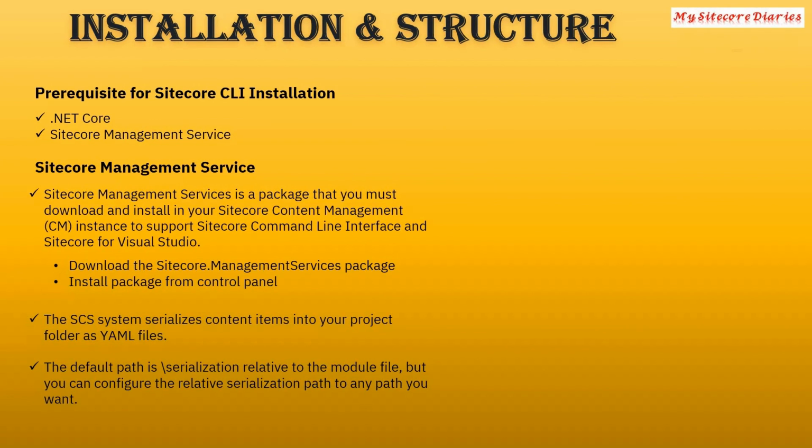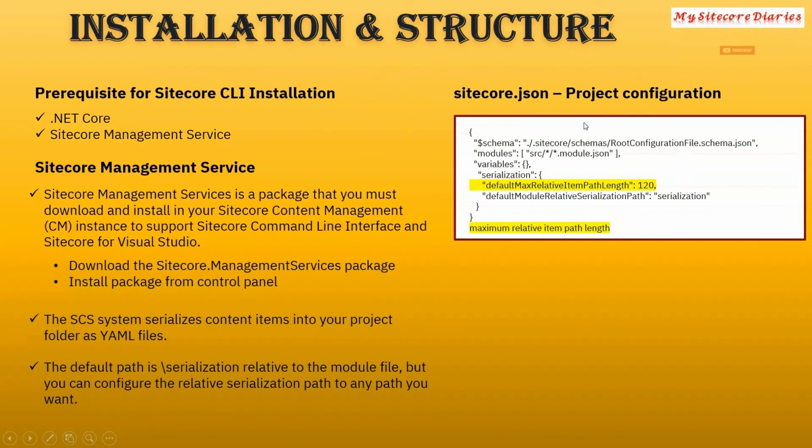It is also related to the model file, but again, this is configurable. Okay, so there are two files which you have to remember for the Sitecore certification also. First is the Sitecore JSON file. Okay, so this file is basically a project configuration. So all your project configuration goes in the Sitecore JSON file, where you define your schema, module, variable, serialization.